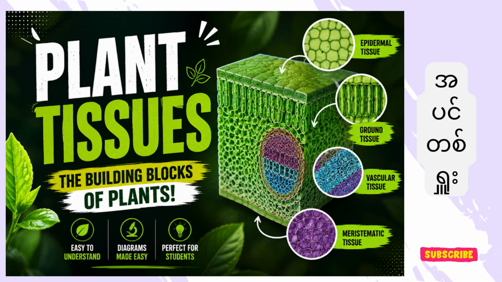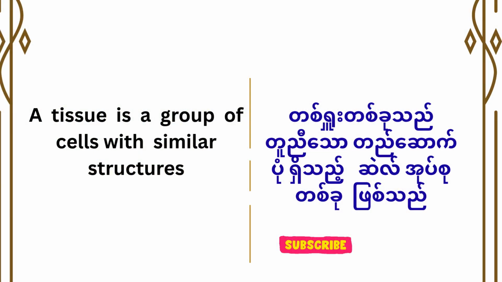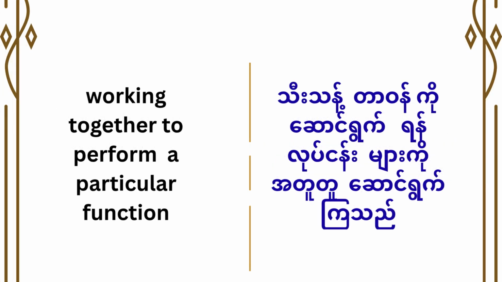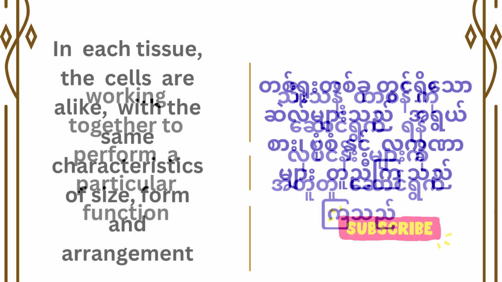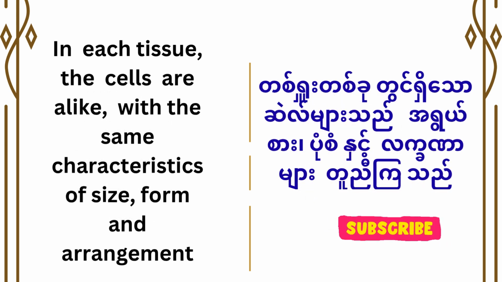Plant tissues. A tissue is a group of cells with similar structures working together to perform a particular function. In each tissue, the cells are alike, with the same characteristics of size, form and arrangement.